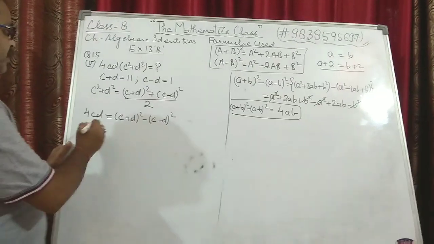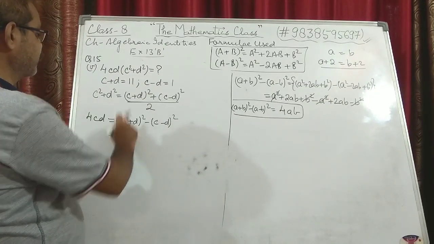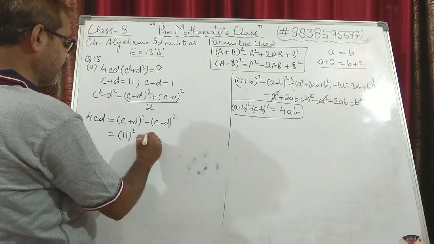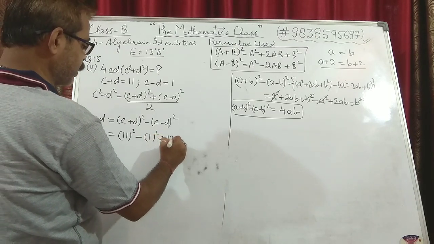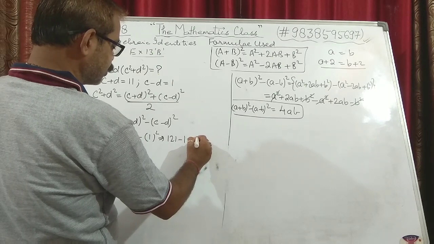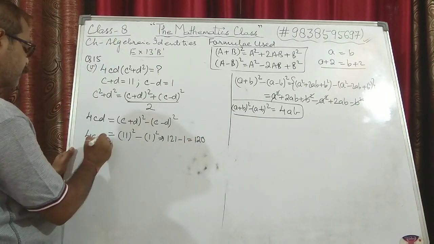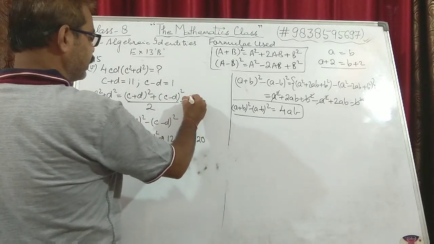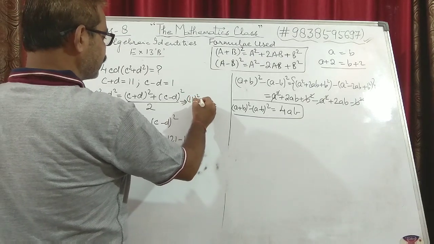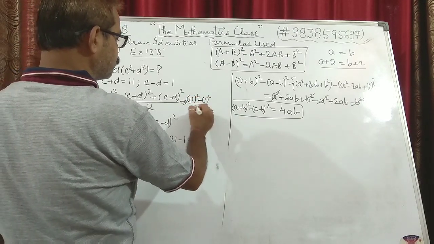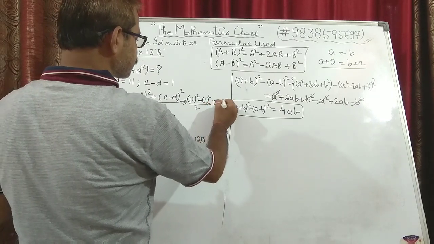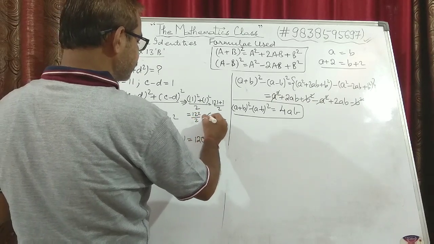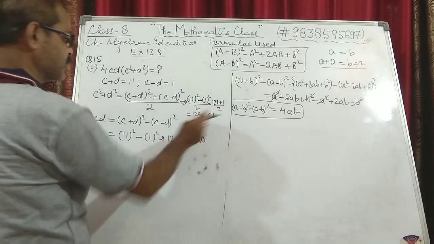Now 4CD can be written as, C plus D is given to you how much? 11. So 11 square minus, C minus D is given to you as 1, 1 square. 11 square is 121 minus 1 is 120. You got the value of 4CD. Similarly, we are finding the value of C square plus D square. (C plus D) is 11 square plus 1 square upon 2. That is 121 plus 1 upon 2. That is 122 upon 2 and that will be 61. 2 sixes are 12, 2 ones are 2, 61.